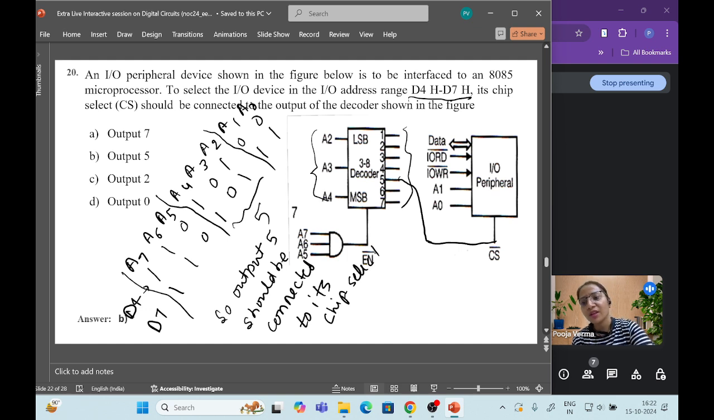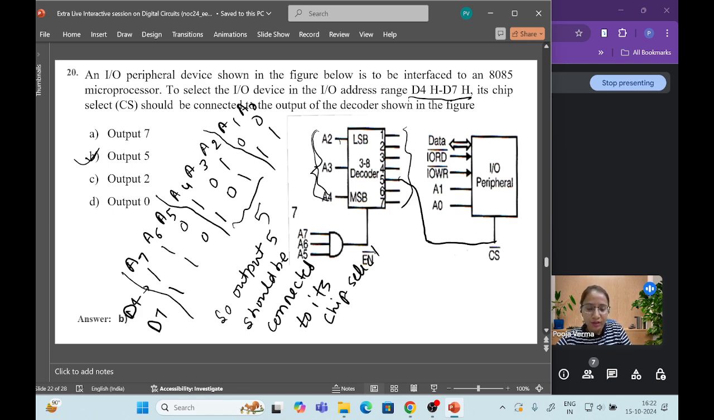Okay, we need to check whether the input combinations are there in this address range. So this is the 5, right? 415. Okay. So option B is the correct answer for this question. Okay. I hope you are getting it.